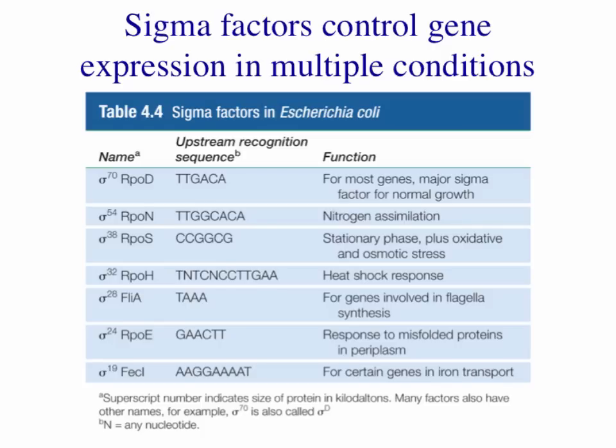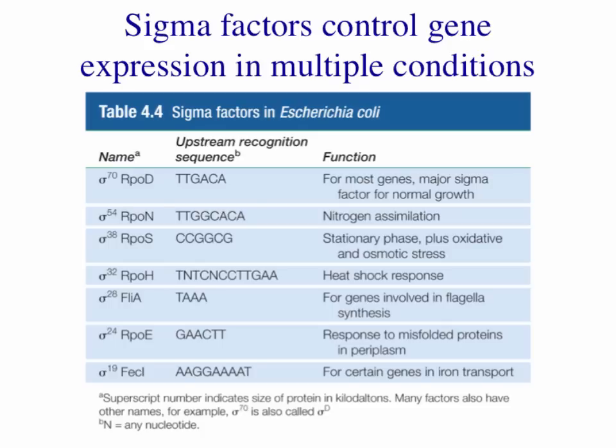Here in this table I have a picture of the 1, 2, 3, 4, 5, 6, 7. I said 8, but here I only have 7 sigma factors found in bacteria, in E. coli. Next to the name of the sigma factor, you have the name of the gene. So the RpoD gene is sigma 70. That is the most common sigma factor, and it is going to be present in most of the genes that you and I have studied.